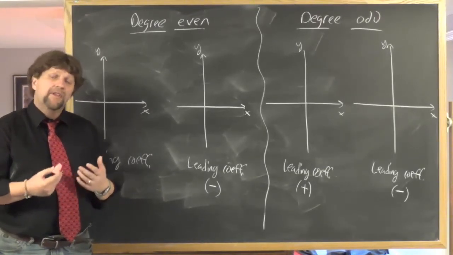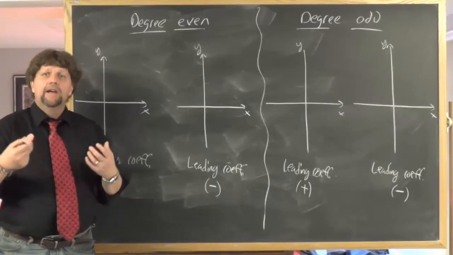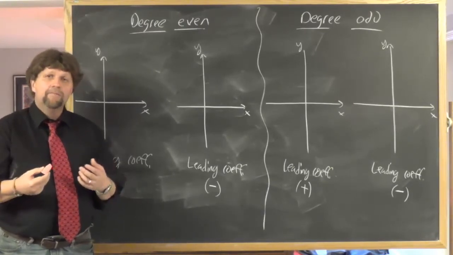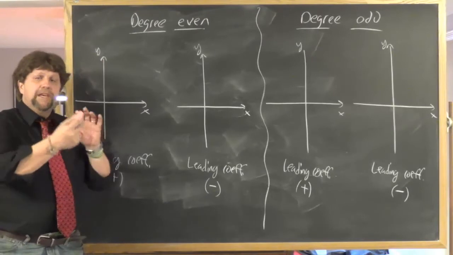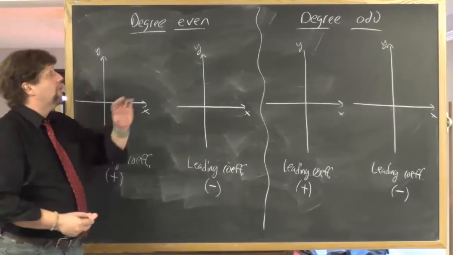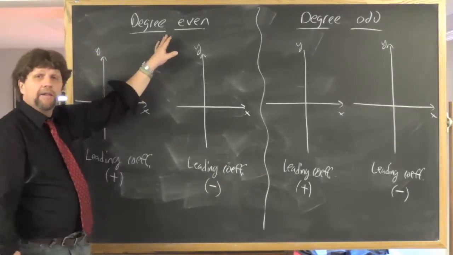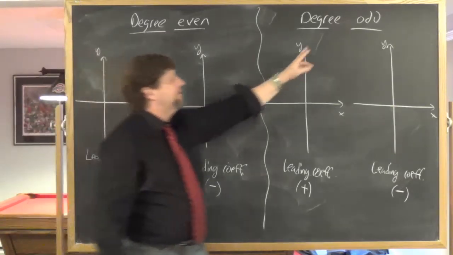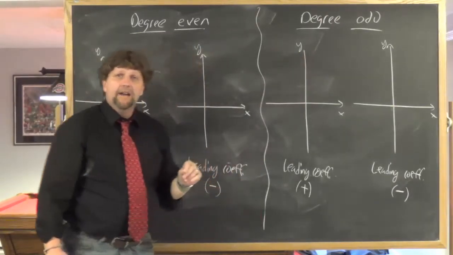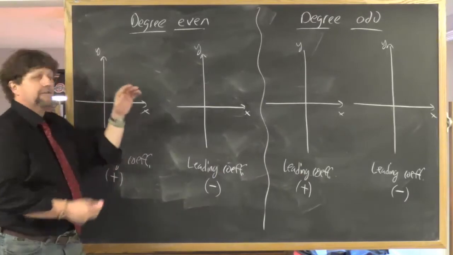It's going to tell us what's called the end behavior of the graph of the polynomial function. So I'm breaking it into two big categories: if the degree of your polynomial is even, or if the degree of the polynomial is odd. Let's do the even case first.